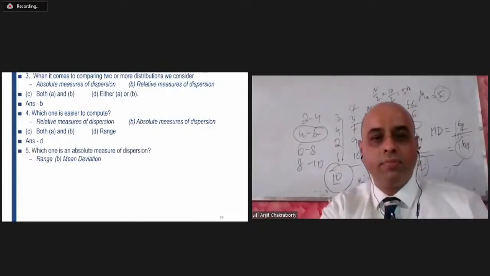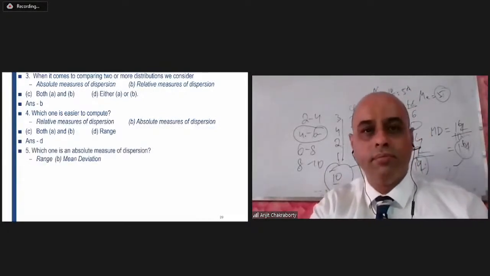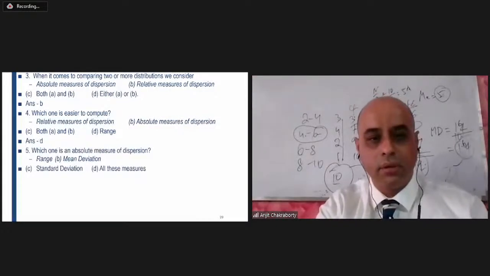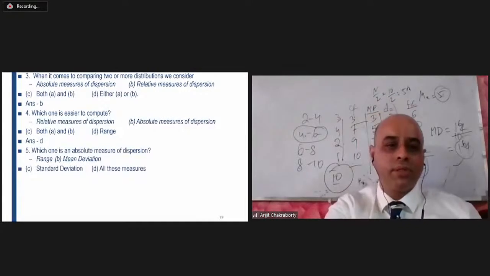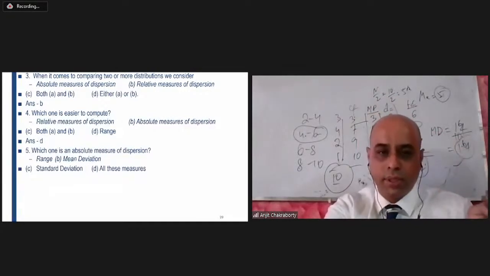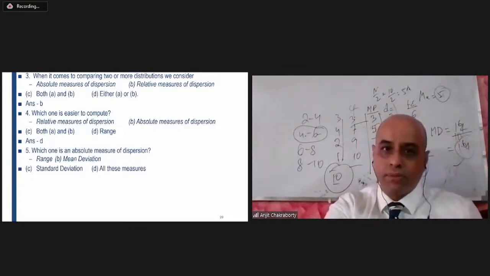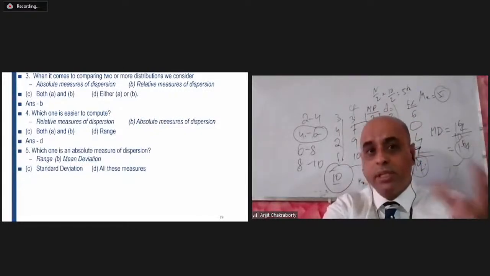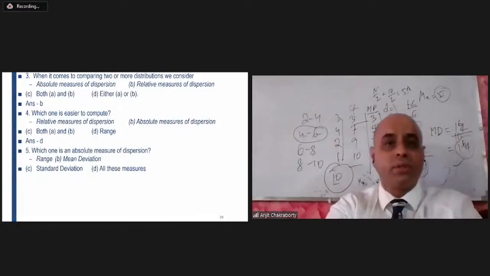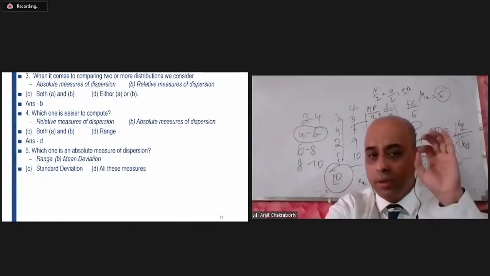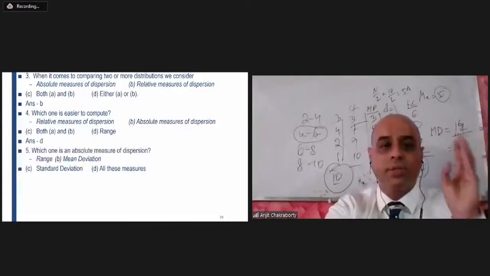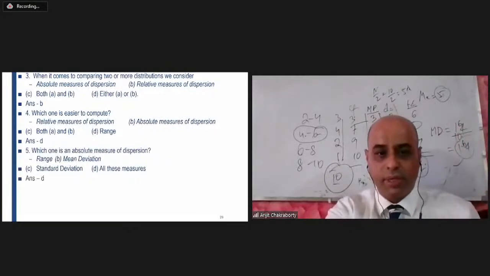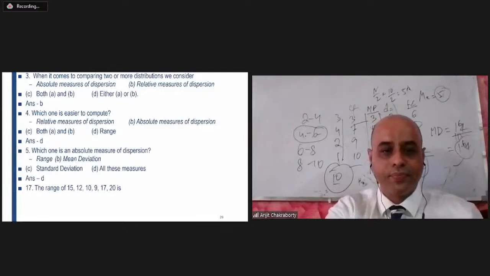Which one is an absolute measure of dispersion, range or mean deviation, or is it SD, or all these measures? Absolute measure, if you see, range is also an absolute measure. Mean deviation is also an absolute measure. The relative measures are basically the coefficient of range and the coefficient of mean deviation. So here all the three, range, mean deviation and standard deviation, are right answers. So obviously option D will be right, all these measures.